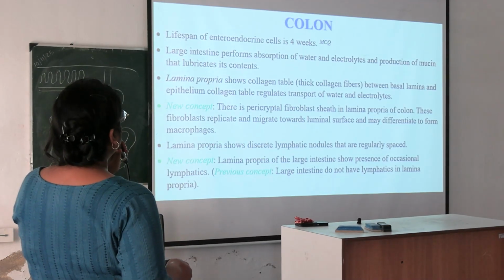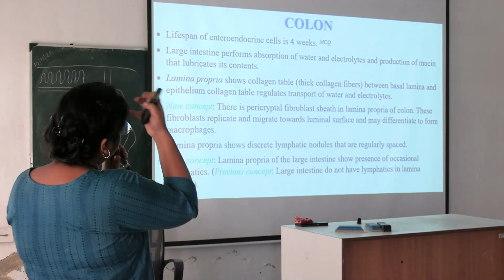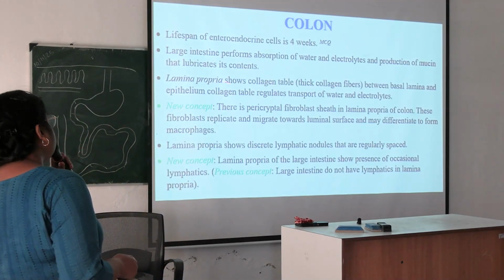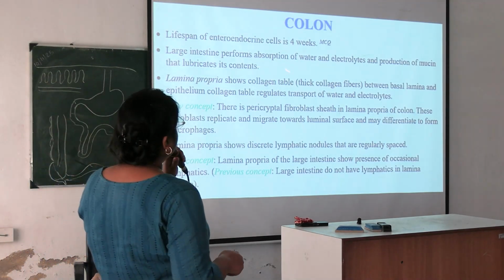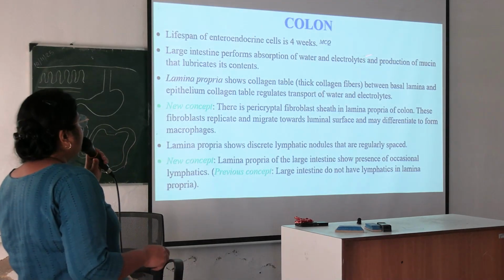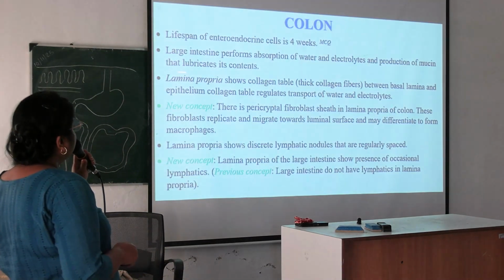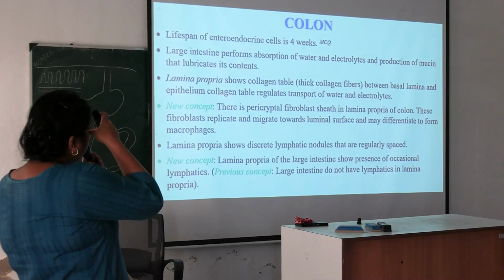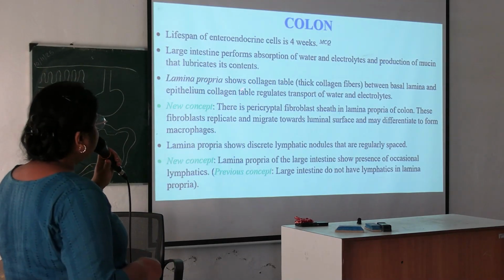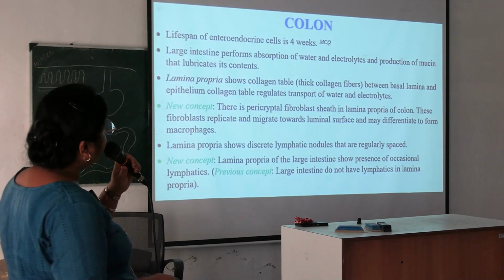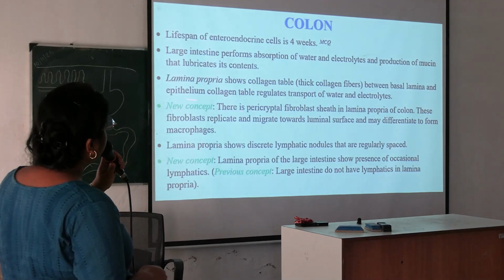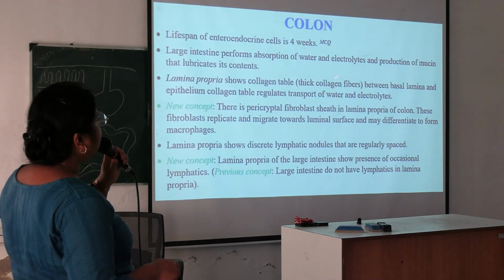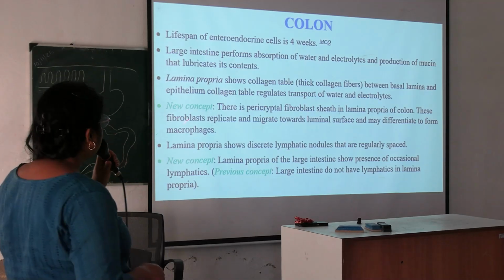So the lifespan of an enteroendocrine cell is 4 weeks. These are also present. The large intestine performs absorption of water and electrolytes and production of mucin that lubricates its contents. Okay, and the lamina propria shows a collagen table, thick collagen fibers between the basal lamina and epithelium. The collagen table regulates the transport of water and electrolytes.